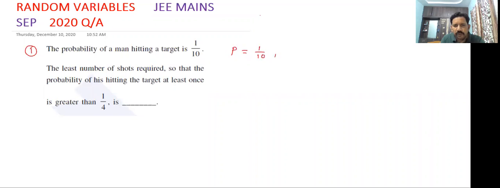That means P is equal to 1 by 10. Then what is Q, students? 1 minus 1 by 10, so that is 9 by 10. Here, number of trials, n value not given. We need to find that, the least number. But here they are given a condition. The probability of hitting the target at least once, that means x greater than or equal to 1, is greater than 1 by 4 given.